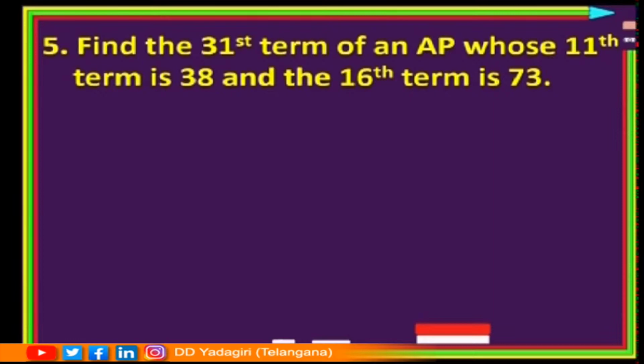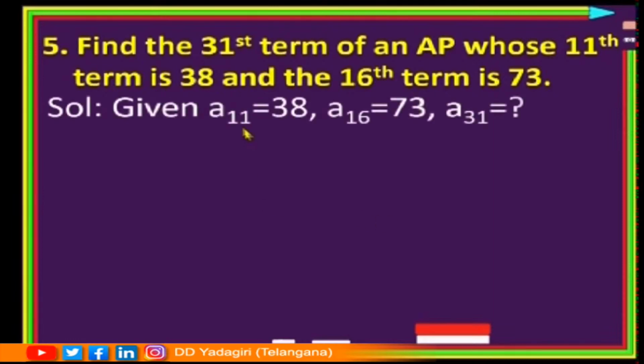Okay, so first write the given data. What is given? The 11th term is 38. That means A11 is equal to 38 and the 16th term A16 is equal to 73. Now our aim is to find the value of A31. How can we find it? So what is the formula actually? A31 is equal to A plus 30D, right? So to find the value of A31, we should find A and D by using the two given conditions.